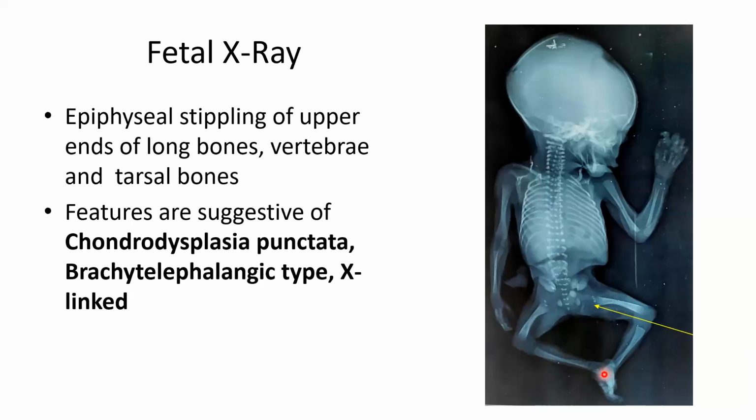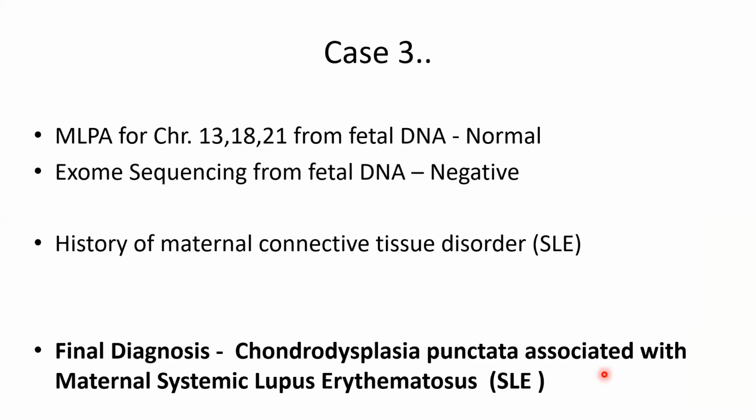So all those features put together are suggestive of a diagnosis of chondrodysplasia punctata, that is the brachytelephalangic type, and this is an X-linked condition, and the fetus was also male. So in this, as a routine, first we do common chromosomal aneuploidy screening. Multiplex ligation dependent probe amplification was done to rule out chromosomal anomalies in chromosomes 13, 18, and 21 from the fetal DNA, and that was normal. Exome sequencing from the fetal DNA was also done, and that was negative.